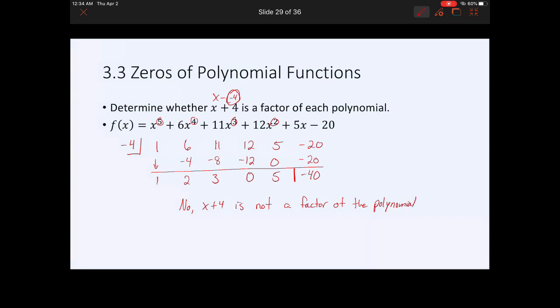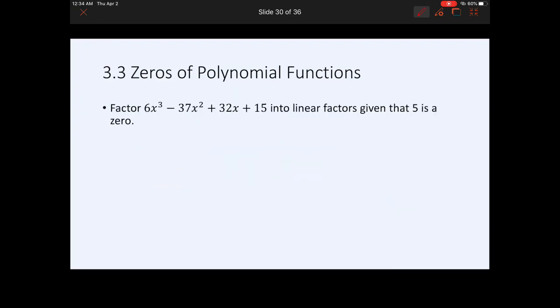And so, in this case, we know, after running through that synthetic division, that x plus 4 is not a factor. And so we're going to say, no, x plus 4 is not a factor of the polynomial.